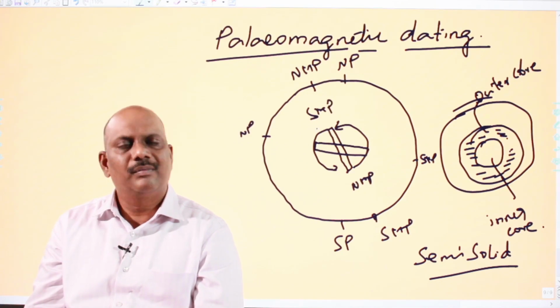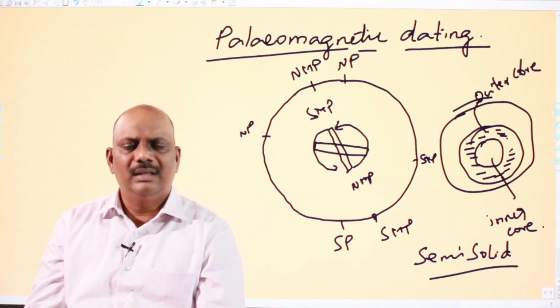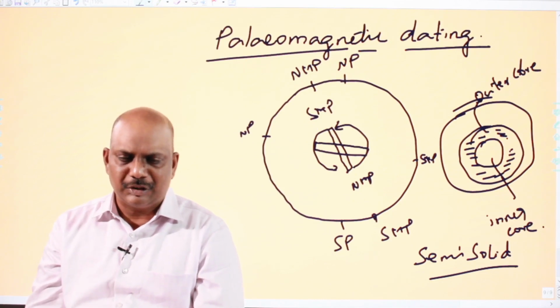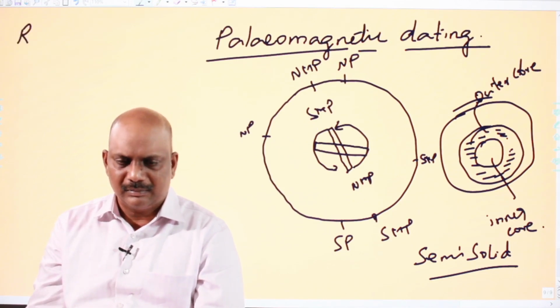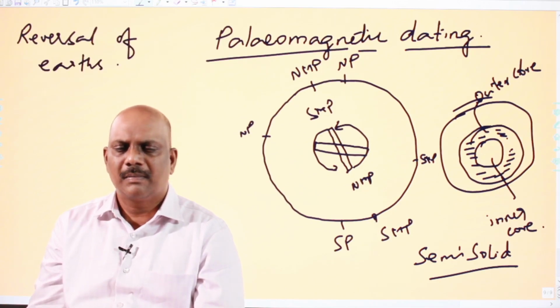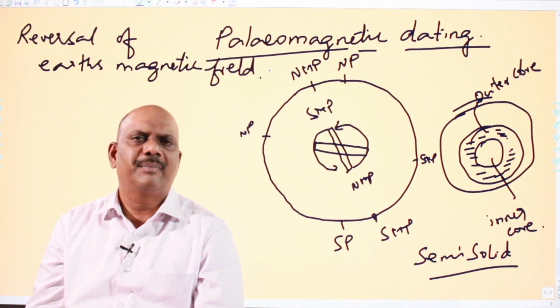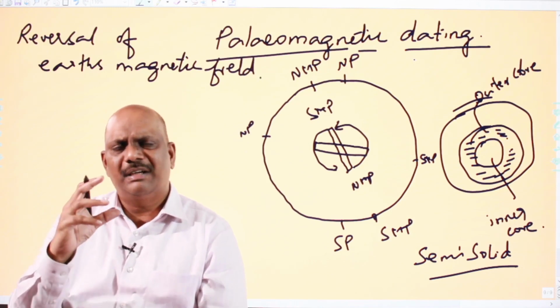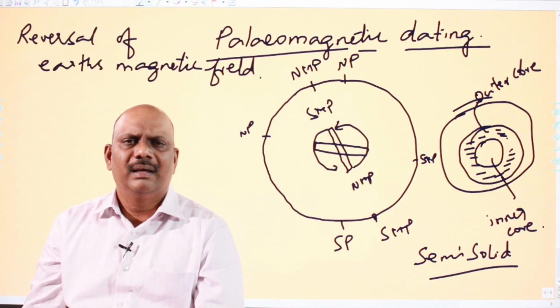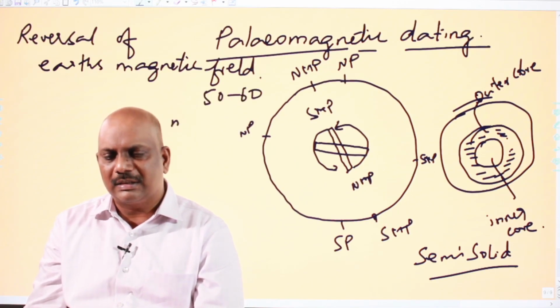Completely reversed. This we call the reversal of Earth's magnetic field. Reversal of Earth's magnetic field at Earth happens at a very slow rate. It takes close to around 50 to 60 million years.